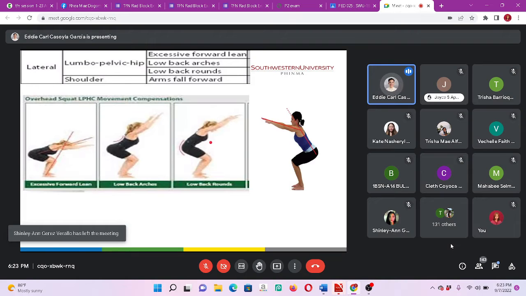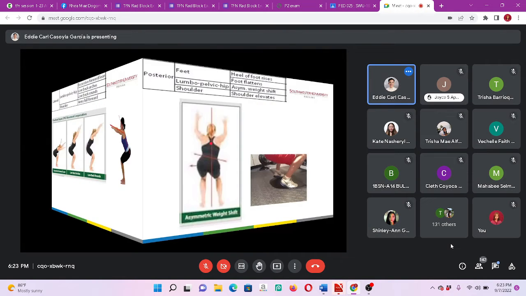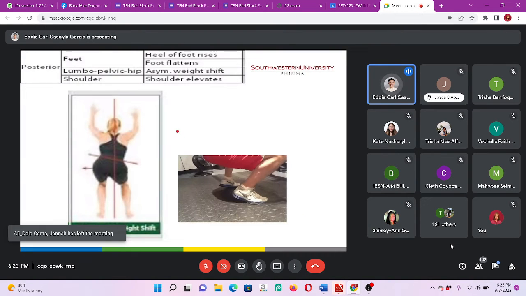And then for the posterior, since this is the back view, the assessor will go behind the student, in order for the assessor to see those checkpoints that need to be checked about the movements or the distortion while doing the overhead squat.